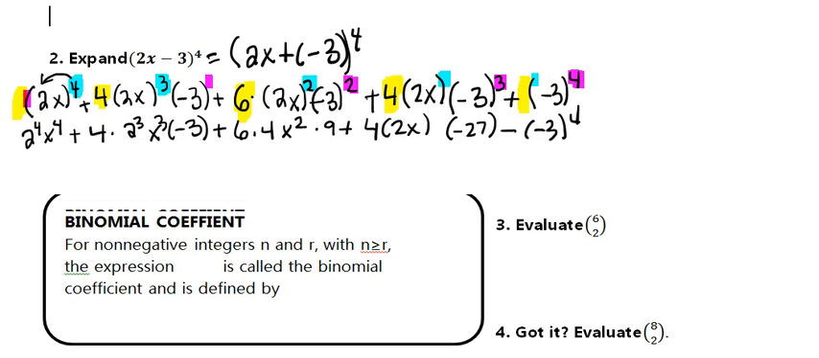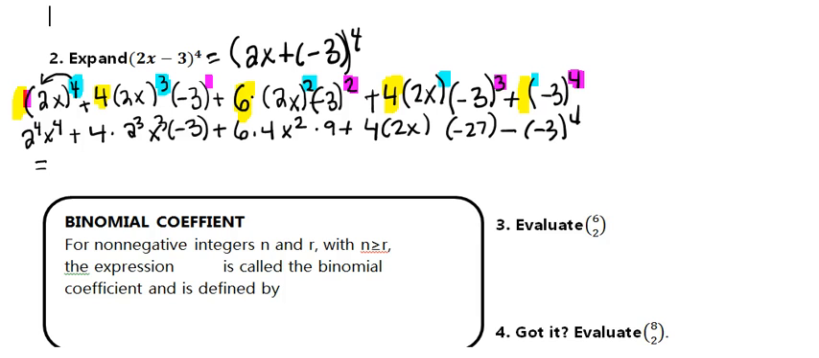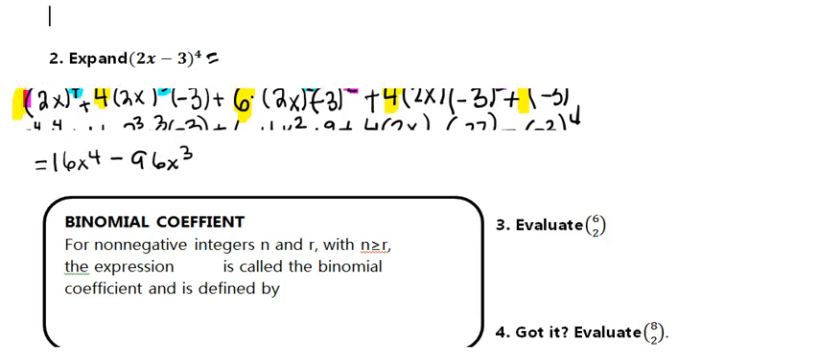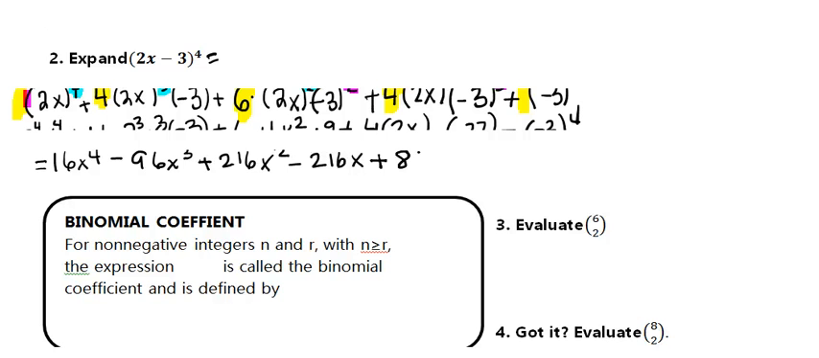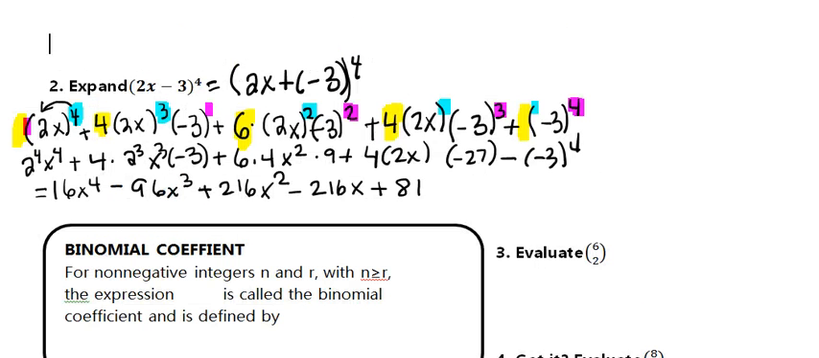Okay, taking a look at that and calculating things out, I have 16x to the 4th minus 96x cubed plus 216x squared minus 216x plus 81. And that is the solution for our binomial expansion of our expression, 2x plus negative 3 to the 4th power, and everything checks out.